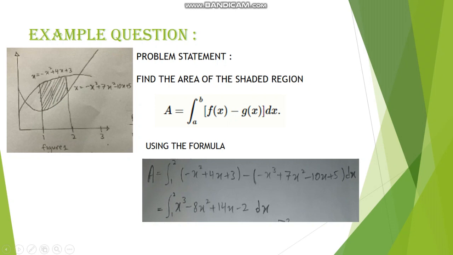Firstly, to find the area of the shaded region, we need to apply this formula. This is the formula on how to find the area of the shaded region.